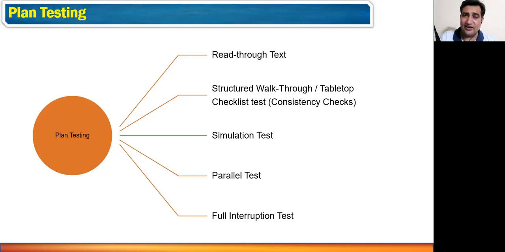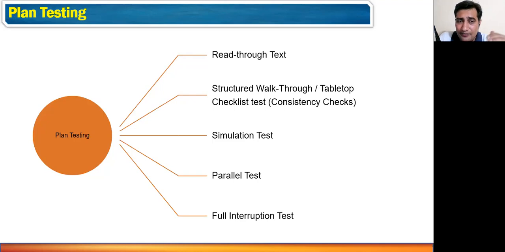Okay. So what is this? Read through is nothing but you guys will sit together and go through the plan to see if there are any gaps. Then similarly, we also have something called a structured walkthrough, or sometimes we also call it a tabletop exercise. In this, the team will assemble in a meeting and go through the process as per a particular checklist. They will see if any scenario is overlooked, right? So that enhances the quality of your entire BCP plan.